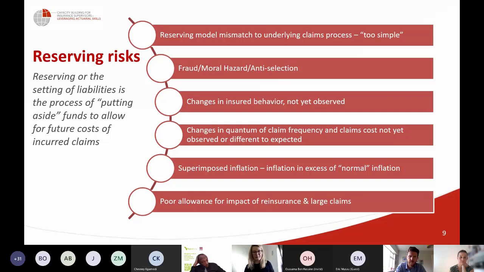Within reserving risk, a few things that are important to highlight: changes in the insured behavior, number 3. It's certainly relevant with life insurance and health as well. There may be elements where you're making assumptions about how people will behave. Are they going to lapse policies early? Are they going to use certain services or certain coverage in the health insurance? If that changes significantly, then that will change the payout. So there's a very strong behavioral element with life, and especially with health insurance.